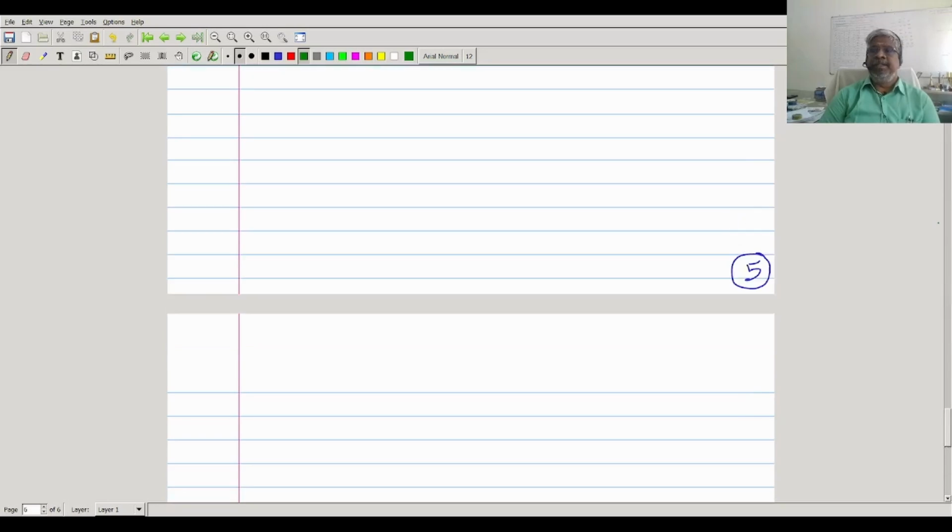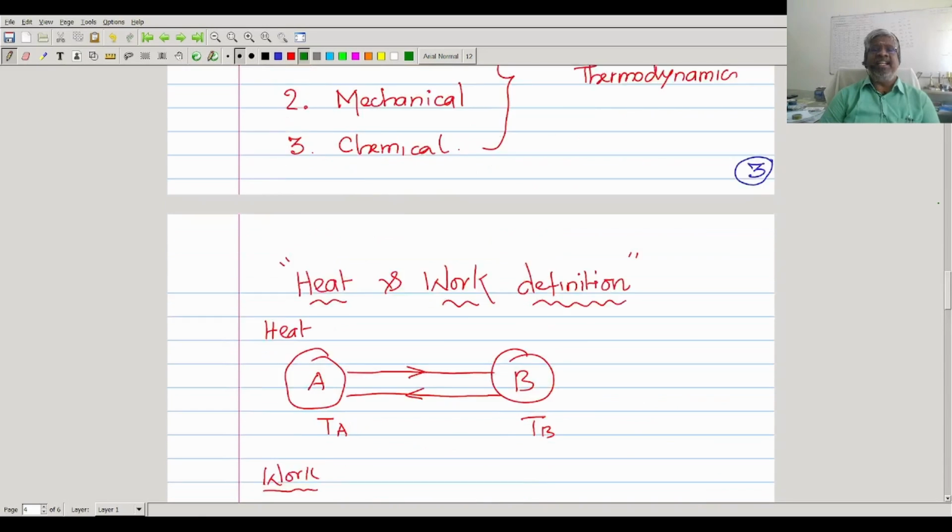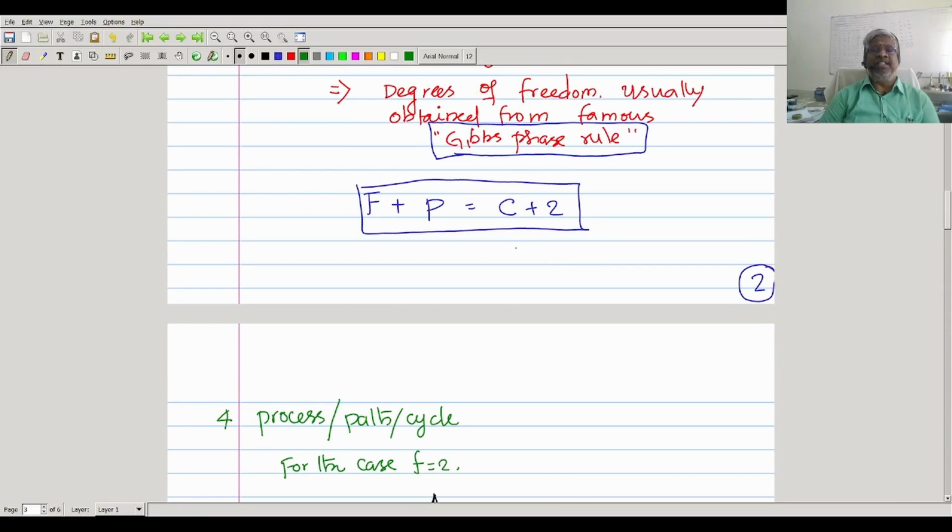Sorry, we can easily calculate using the Gibbs phase rule. That is, F plus P is equal to C plus 2. Here, F is the degrees of freedom, that is nothing but the minimum number of parameters or properties required to define a state of a system uniquely.